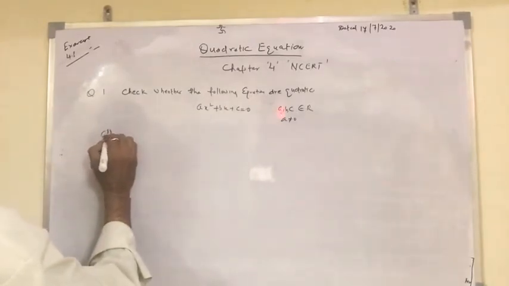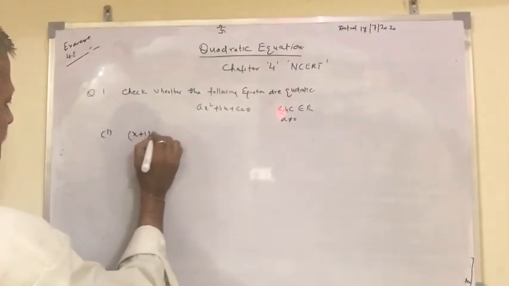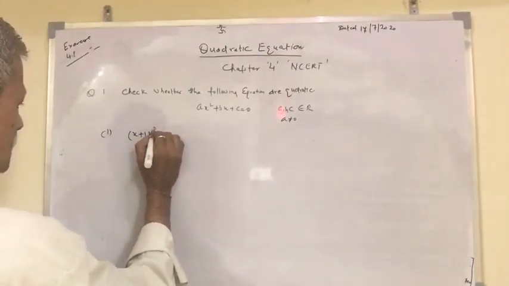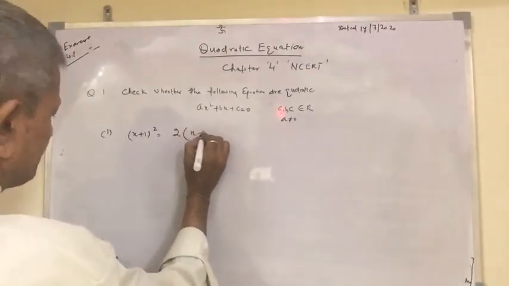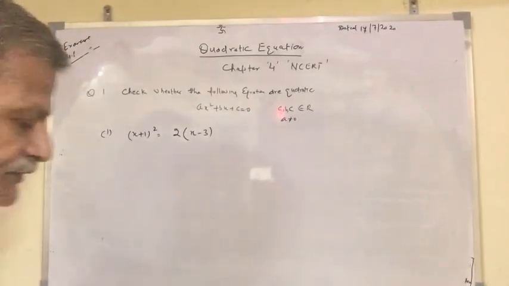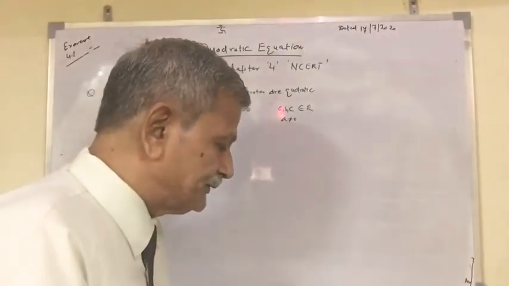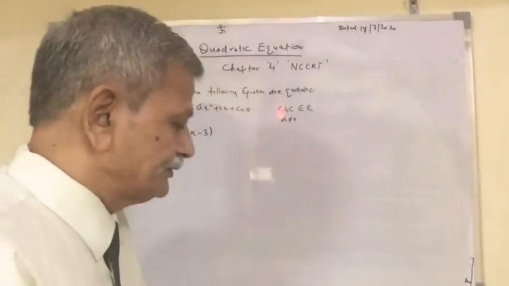The first part of this question is x plus 1 whole square is equal to 2 into x minus 3. Now let us see how we can solve these questions.